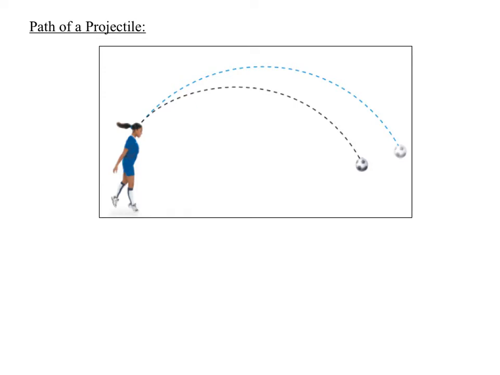The path of a projectile that it follows, we said again, is parabolic. Now, what do you think this is trying to illustrate? What do you think the black versus the blue dashed path is trying to show that we could have? Okay, so if it's a higher angle, maybe it follows that higher path. What else? There's many answers that you could think of here.